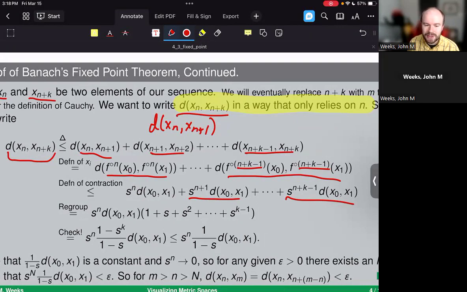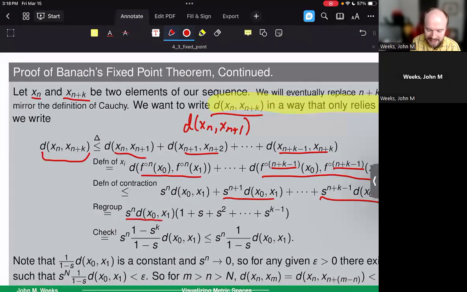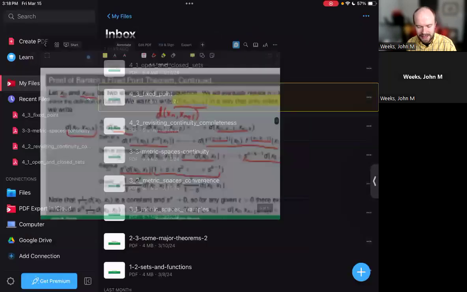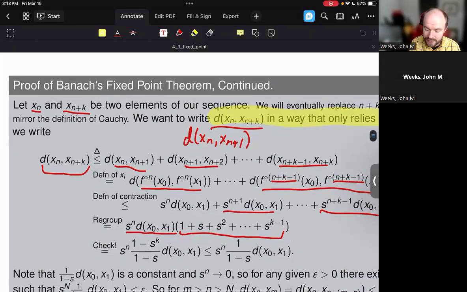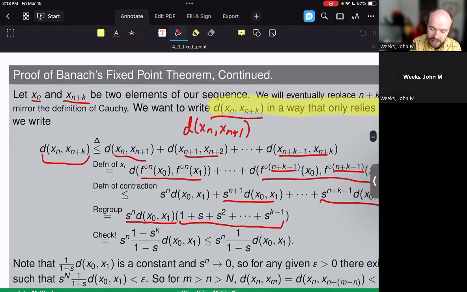After that, I'm going to go ahead and do some regrouping. I'll have s to the n d of x naught, x1 times this finite sum, which I should be familiar with: 1 plus s plus s squared all the way to s to the k minus 1. That's something that I can write like this: 1 minus s to the k divided by 1 minus s. And finally, the last thing I need to do is know that wherever the sequence approaches, it's increasing toward 1 over 1 minus s.